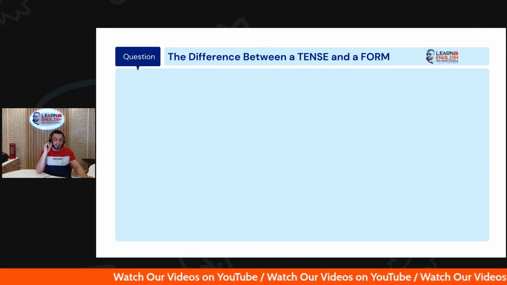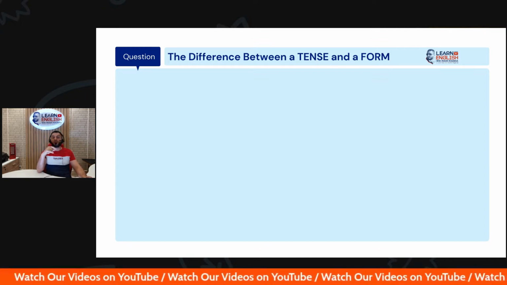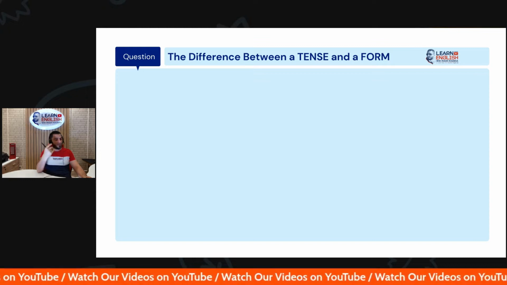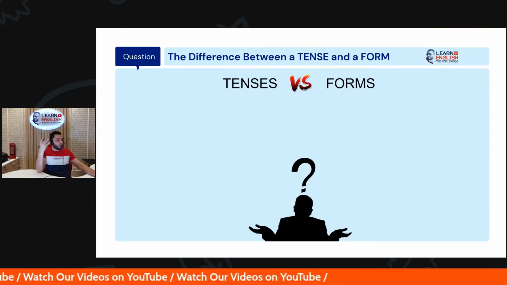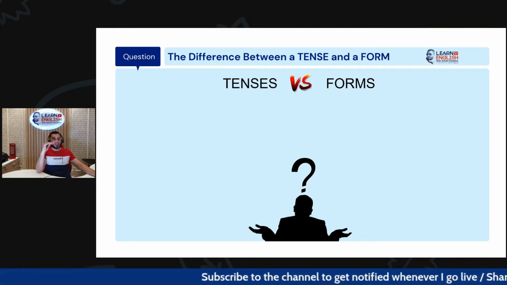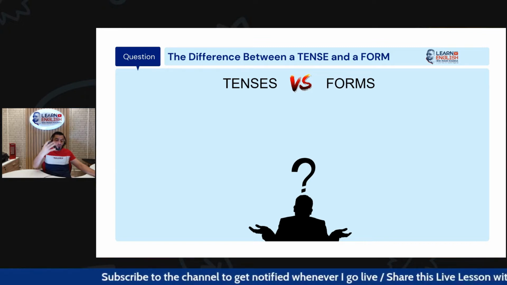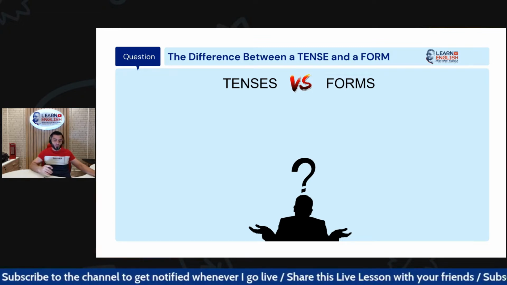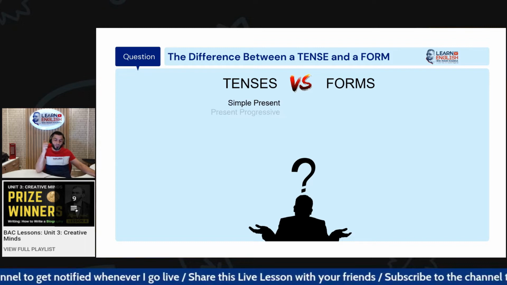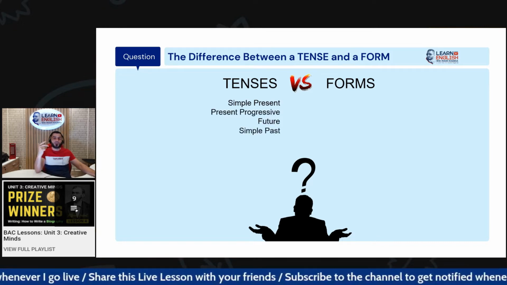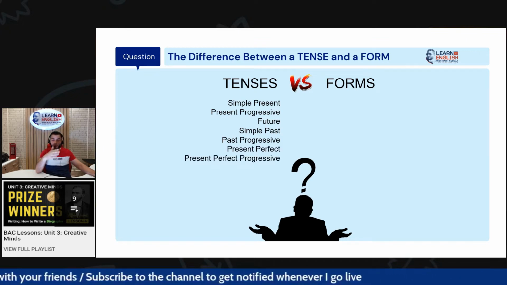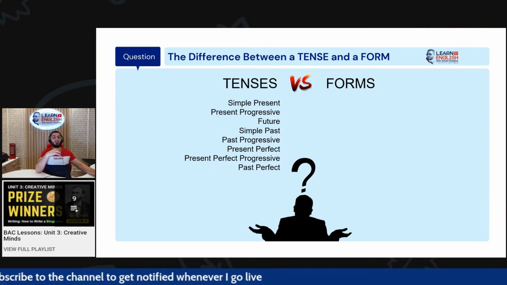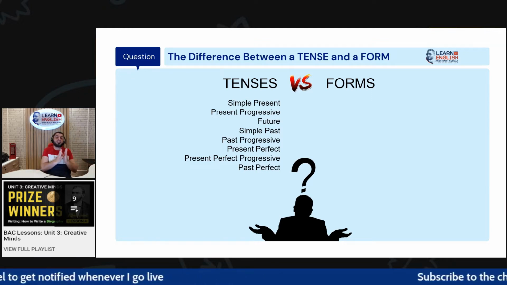The second point I would like to clarify here is the difference between a tense and a form. Most of the time, students do not differentiate between them. They always get confused. So, for example, what are the tenses that students are supposed to know? For example, the simple present, the present progressive, the future, the simple past, the past progressive, the present perfect, the present perfect progressive, as well as the past perfect. So all of these are the tenses.